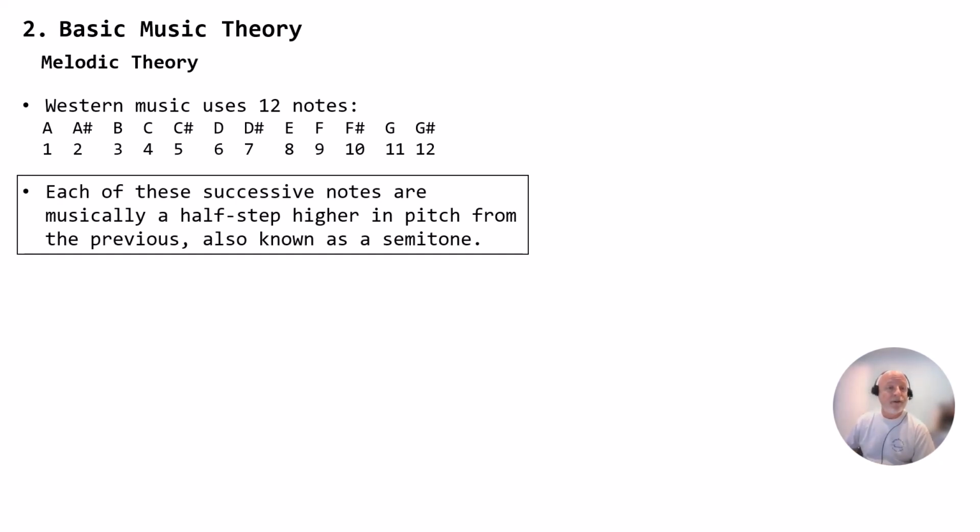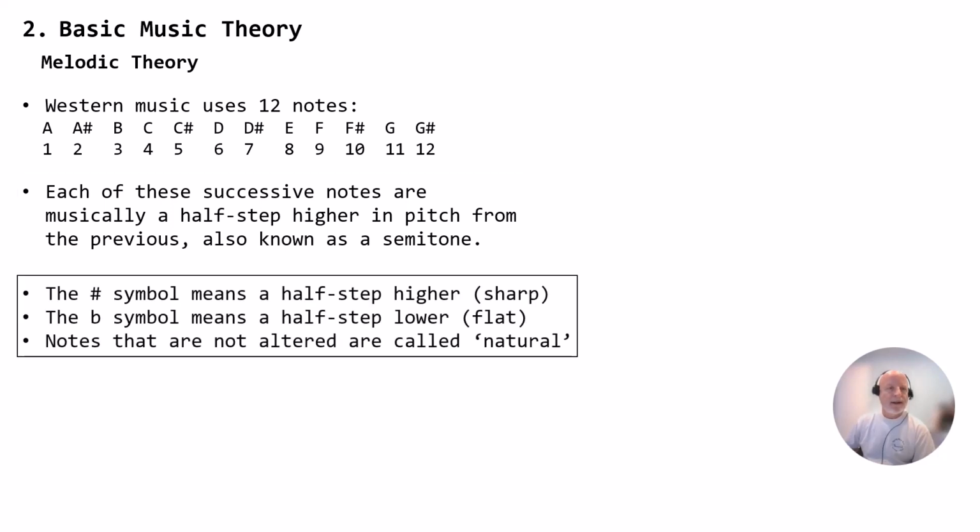So, as I just said, each of these successive notes is musically a half a step higher in pitch from the previous note, and these are also called semitones. The little pound sign, hashtag symbol, means it's a half a step higher. That's a sharp. The little B symbol is a flat. It's a half step lower. And notes that are not altered are called natural.